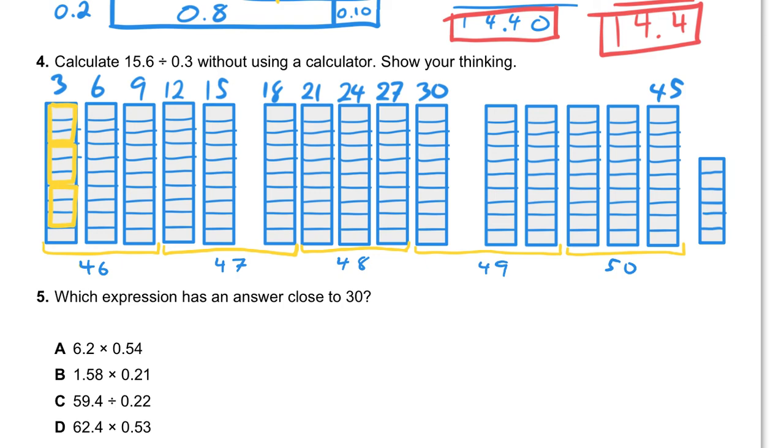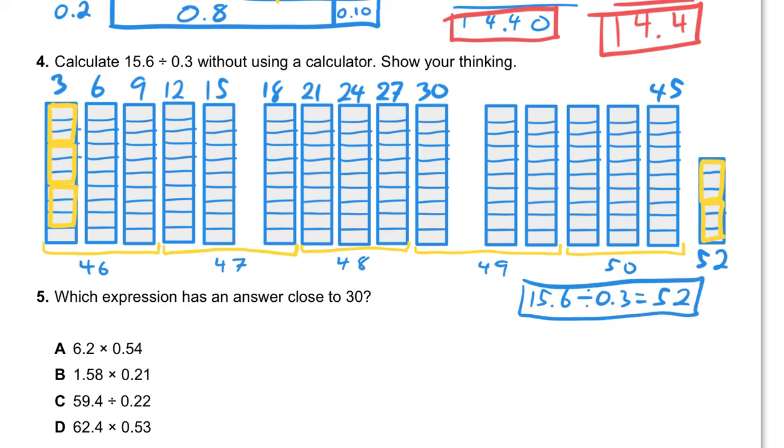Okay, so 3/10 fits into 15 50 times, but we're not just going into 15, we're going into 0.6 as well. So how many times does 0.3 fit into 0.6? We can draw it out. It fits in once and twice. So that means altogether it fits in 52 times. So our final answer is 15.6 divided by 0.3 is going to be 52. And there is our final answer.